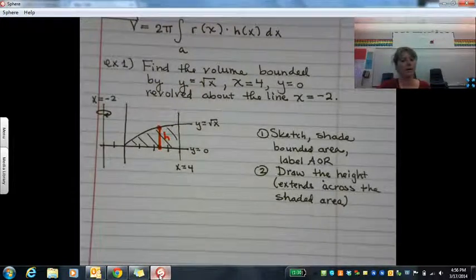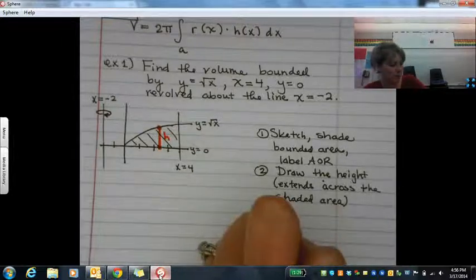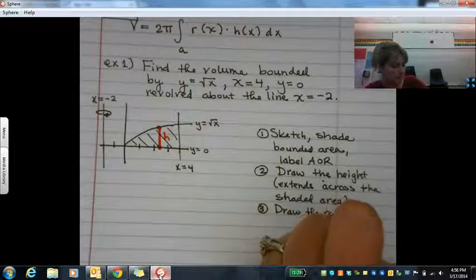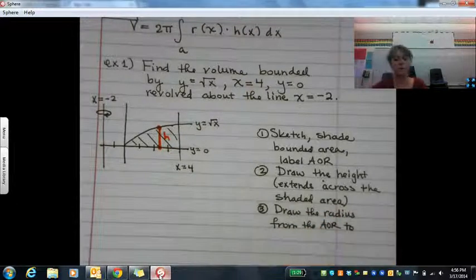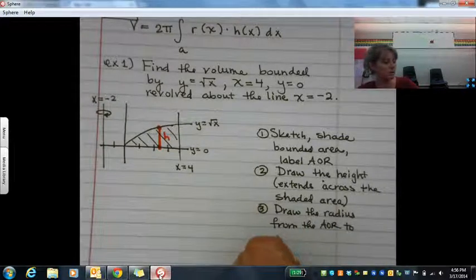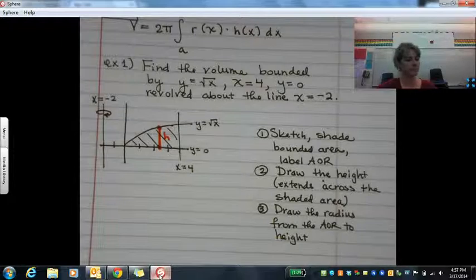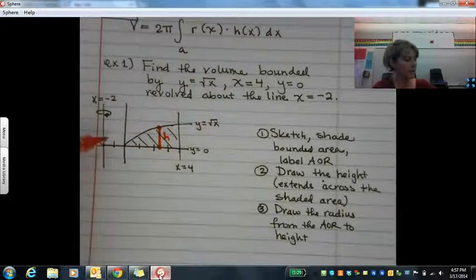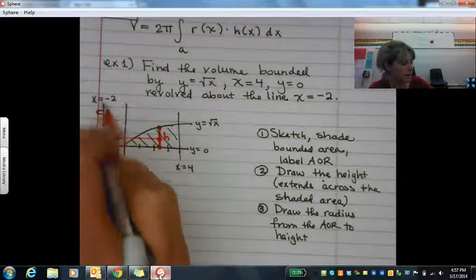Okay. And so now from here we have to draw our radius. The radius is a little bit different. It still generates from the axis of revolution, and it goes from the AOR to your random height. So you can't think that that's the only height. It can go anywhere. So from the AOR to your height, like the height you drew. So I have to draw a radius from my axis of revolution to my height. And it doesn't matter where I draw it because the radius is the same. So I'm going to randomly pick a spot here, go to a spot on the H, and that is my radius.